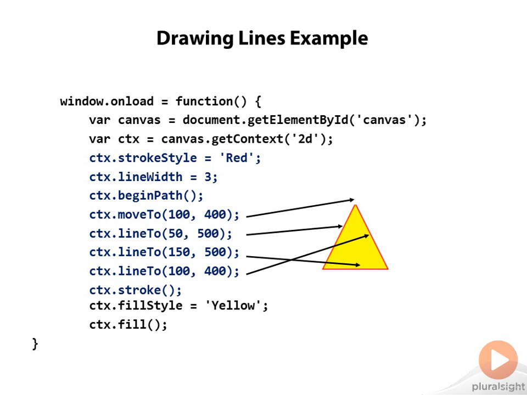Now to actually render that, we're going to call stroke, and that effectively closes our path. And then we can go in and set the fill style to yellow and go ahead and fill it as well if we'd like. And that's how simple it is to draw lines. Now the challenging part, of course, is you need to know the x and y coordinates of all these different lines, but it actually fills those in and kind of connects the dots, if you will.